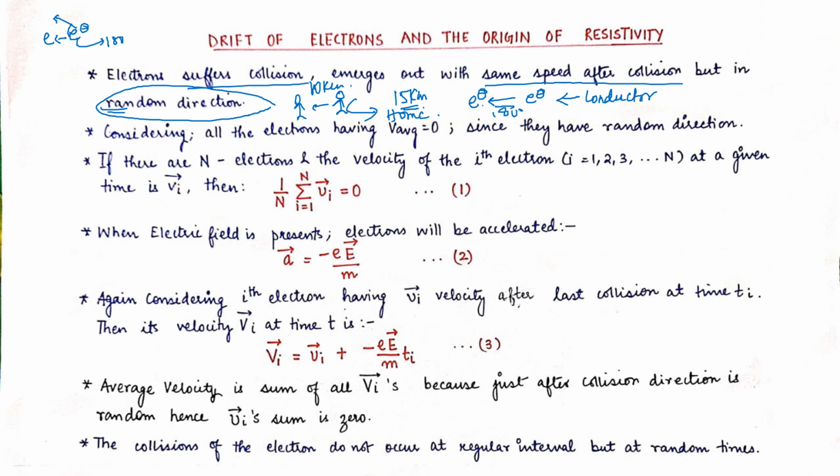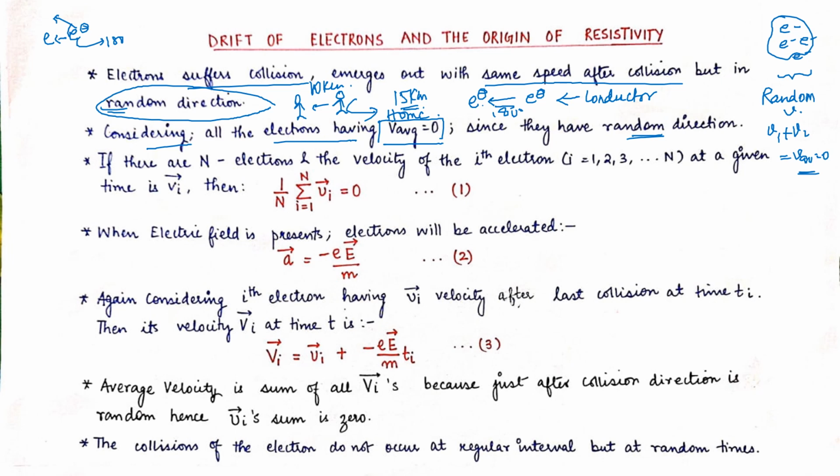Okay, now to derive one particular formula to explain the drift of electrons, we will consider all the electrons as having an average velocity of 0, since they have random direction. So we have taken the average for this particular group. There are many electrons and all these electrons have random velocity. But when we sum up all these velocities, we get V average is 0.